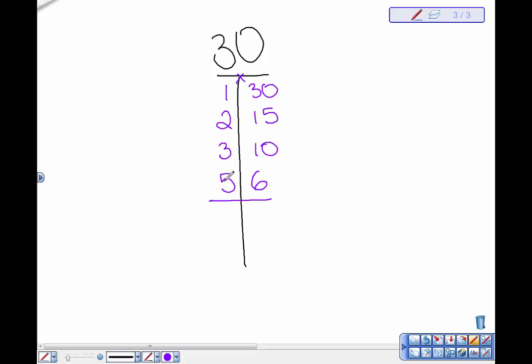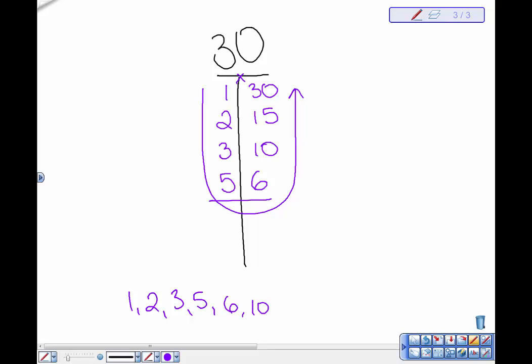So now that my numbers are right next to each other, I can stop, and I have all of my factors. My factors of 30 in order. Remember, you start by writing them in order down and then circling back up. 1, 2, 3, 5, 6, 10, 15, and 30. Those are all of the factors of 30.